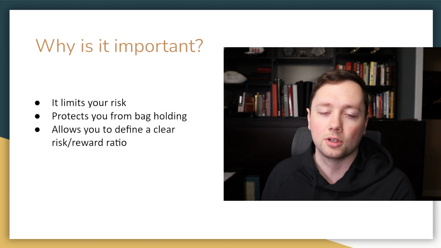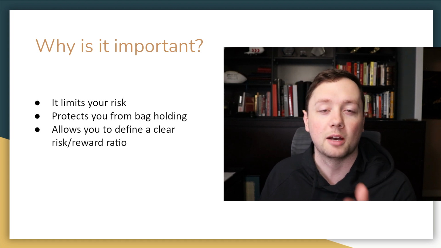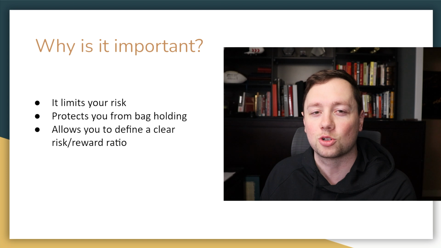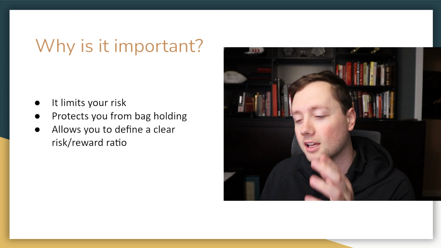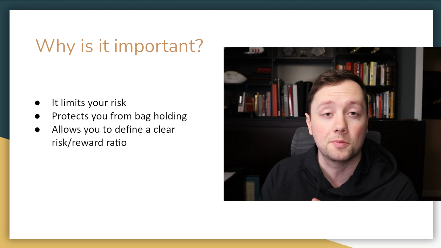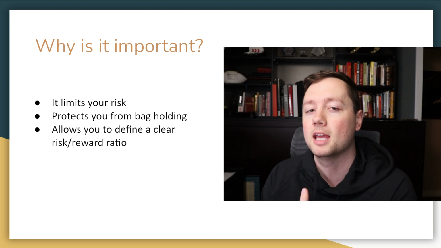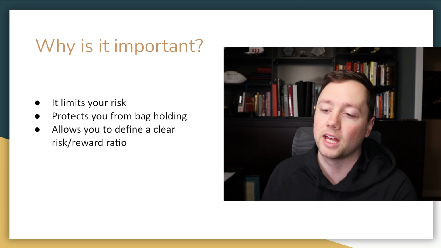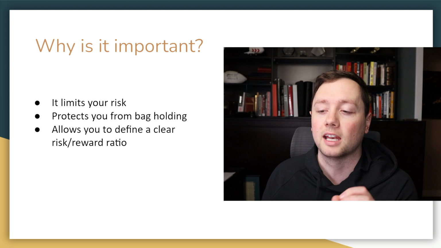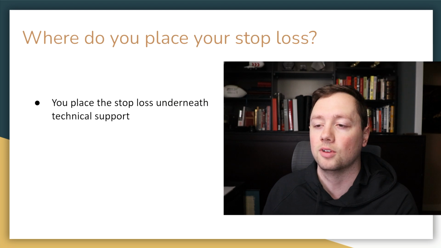Now, why is it important to have a stop loss? Number one, it limits your risk. It protects you from bag holding, and a bag holder is somebody that rides a losing trade all the way down and holds a losing stock all the way down, and that is what we want to prevent, because that is the worst case scenario. You not only lose money on the trade, but you lose the opportunity to invest that money somewhere else and make money, so it's a double whammy. It's the worst case scenario, and a stop loss can prevent that scenario. It also allows you to define a clear risk to reward ratio, and we're going to talk about that a little bit later in the video. But first, we need to talk about where you place your stop loss.